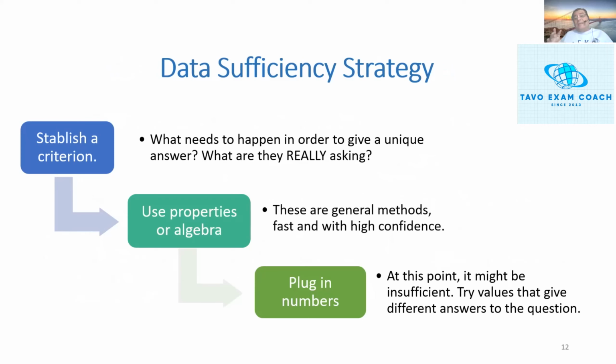When you read a data sufficiency question, try to understand what question is behind the question. What is the true question? Or what needs to happen in order to give a unique answer to that question? What are they really asking?